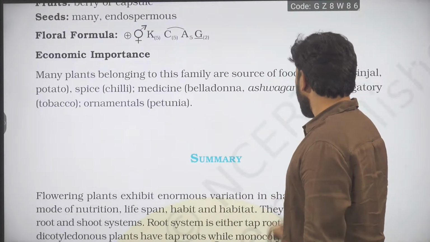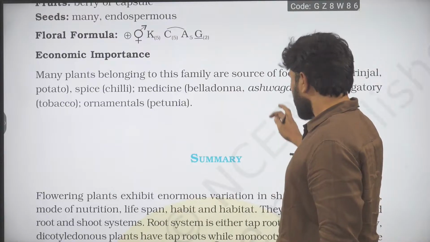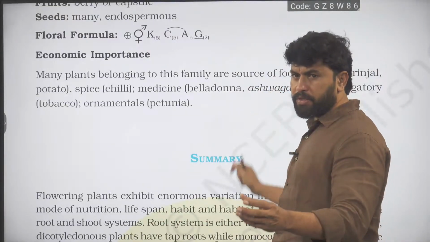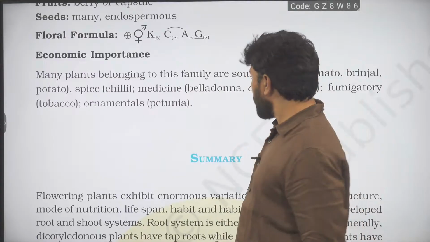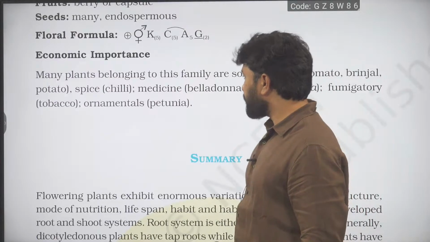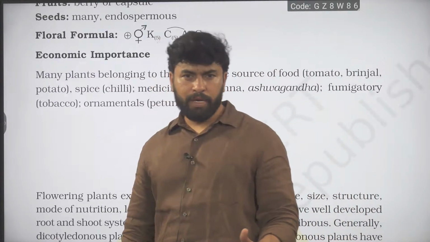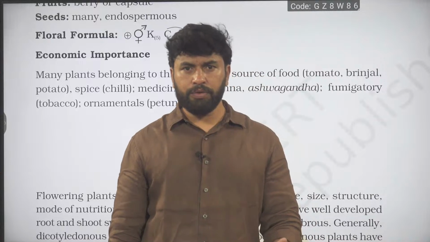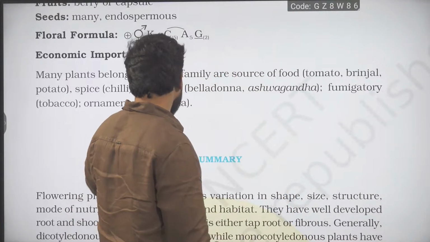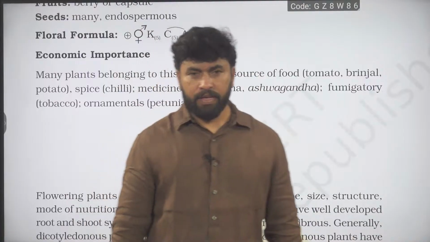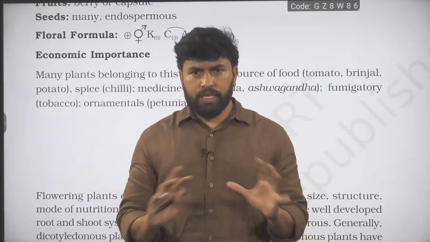Next one, ashwagandha. It is most commonly used as a digestive tonic. For a variety of problems, they use ashwagandha. Fumigatory, tobacco, Nicotiana tabacum, which contains nicotine. Nicotine is used as a stimulant chemical. And ornamentals, Petunia alba. This much only to study.